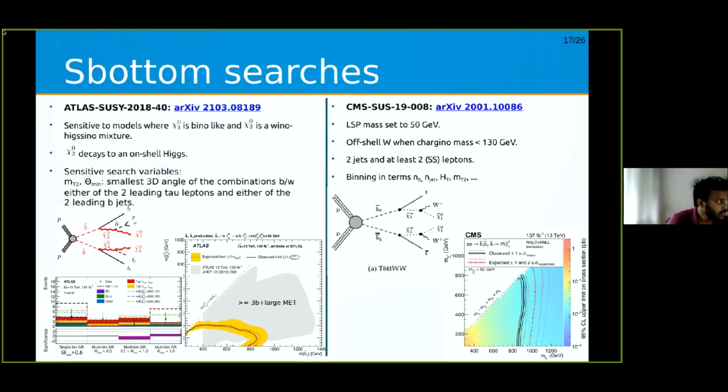Okay, coming to S-bottom searches. The left-hand side shows a result from ATLAS, which is sensitive to models where the chi10 is Bino-like and the chi20 is a Bino-Higgsino-Zino mixture. So you have the S bottom decaying into a chi20, and the chi20 decays to an on-shell Higgs and a neutralino. The search variables which are sensitive here are the MT2, and you also have this angular variable called theta min, which is basically the 3D angle of the combinations between either of the two leading taus and either of the two leading B jets.